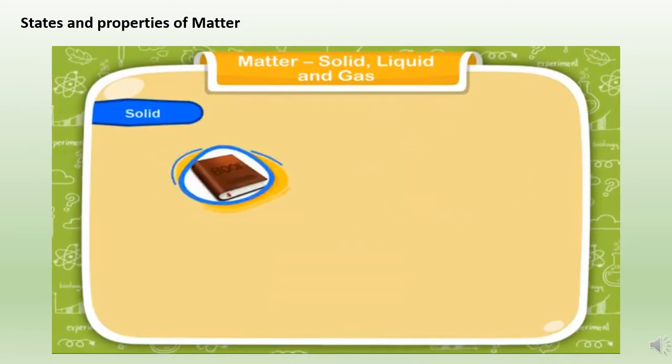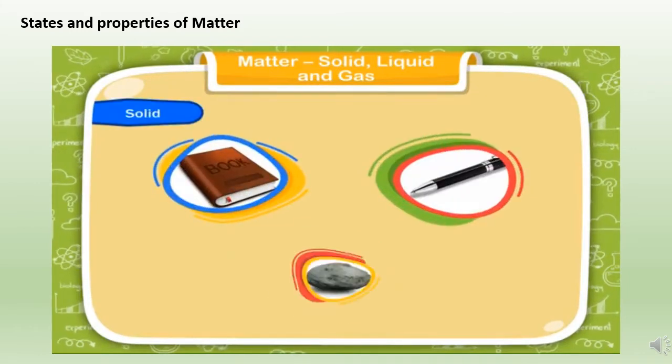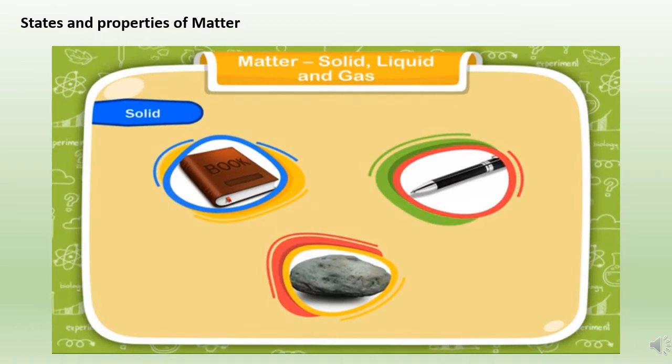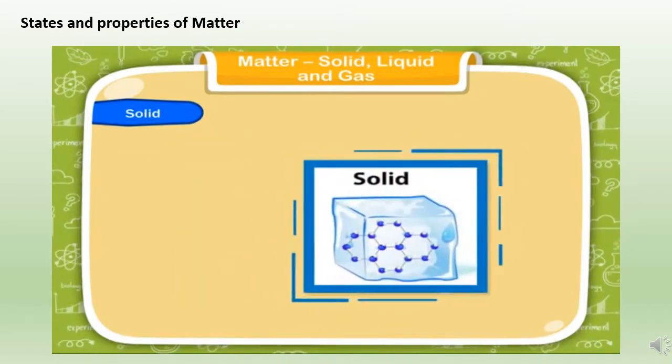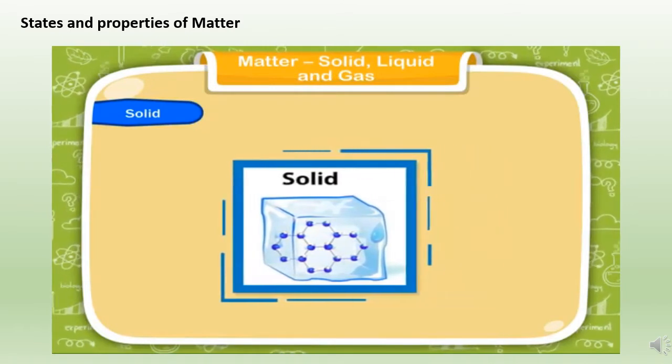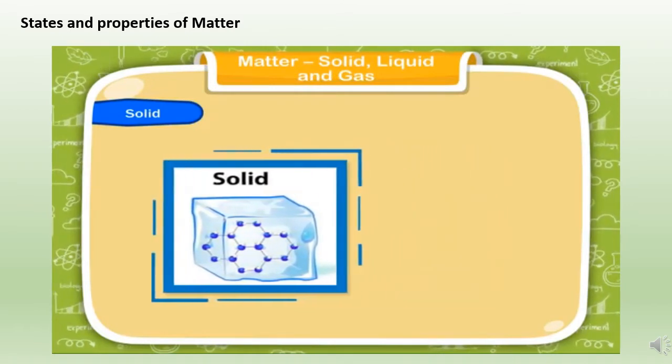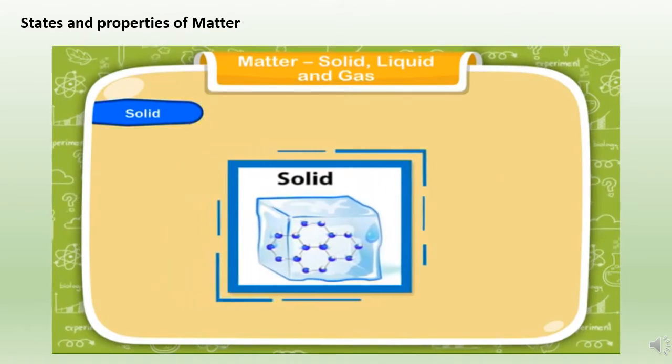Solid. Touch a book, a pen, or a stone. All of them are hard. They are called solid objects. Solids are usually hard because their molecules are packed together very closely and tightly. A solid has a fixed volume and shape.